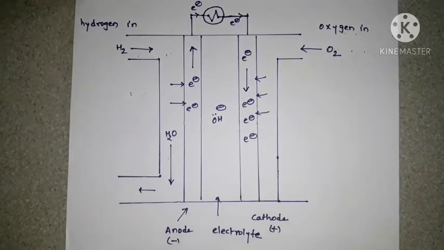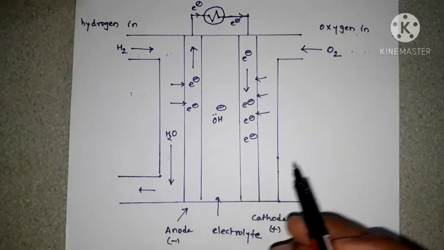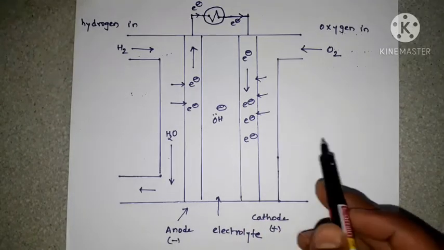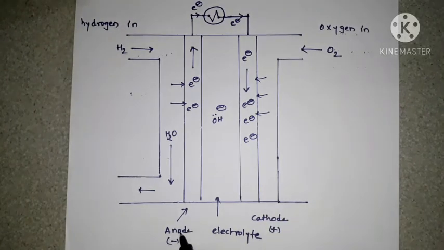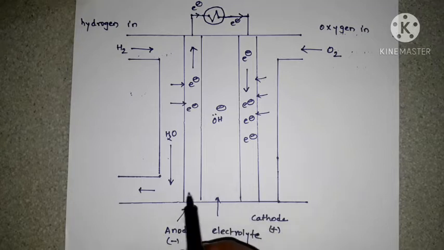Okay, in the hydrogen oxygen fuel cell, it consists of two porous graphite electrodes. First one is anode and another one is cathode. Both are the porous carbon or graphite electrode. It is made up of graphite.